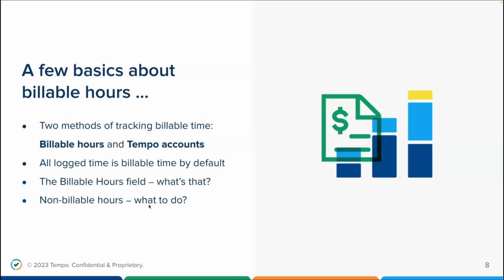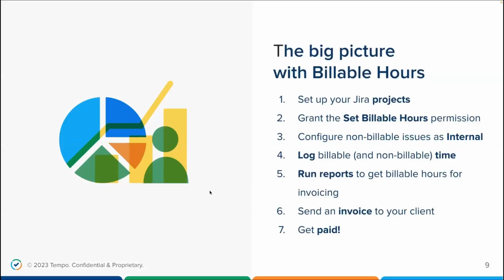And you need to keep these hours separate from the billable ones, which is very important when you're running reports later on. So you can deal with non-billable hours in two ways. You either enter 0 in the billable hours field, as Connor will show you, or you can configure these non-billable issues to be something called internal issues, and that prevents them from being considered as billable. And I will show you how that works later on.